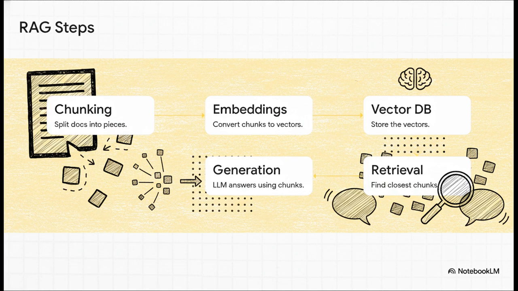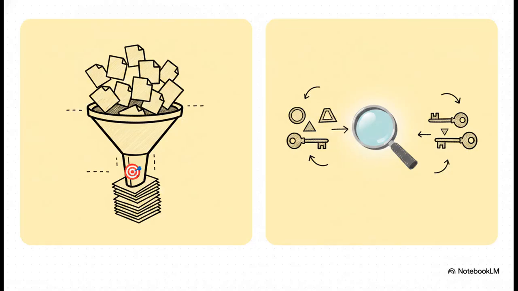Fourth is retrieval. So when a user asks a question, you embed their question, and the database finds the closest matching vectors. And finally, number 5, generation. You grab those retrieved chunks, stuff them right into the LLM's prompt, and boom, it can generate a highly accurate answer. But here's the catch.